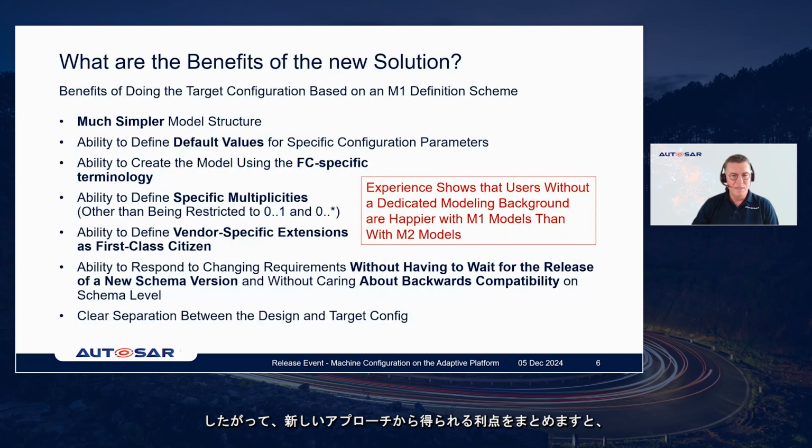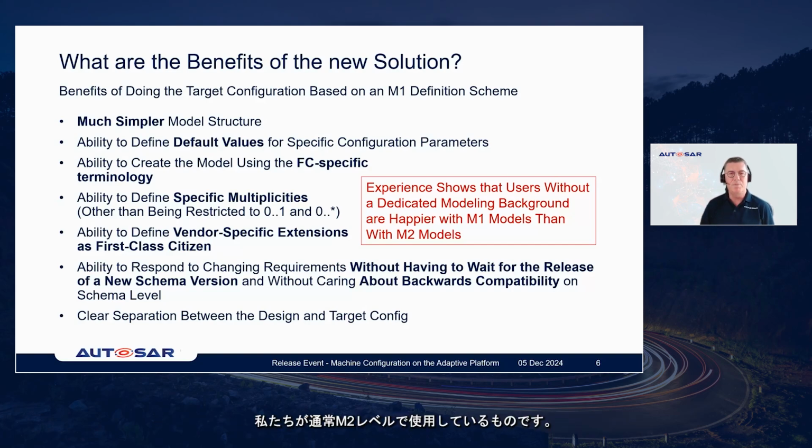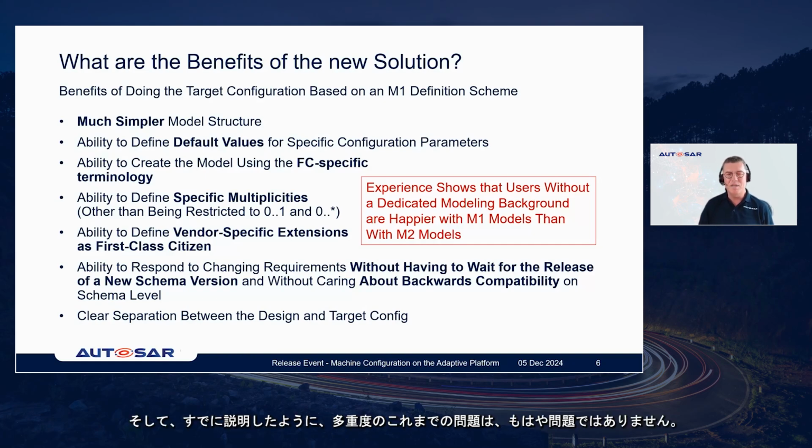So to summarize, the benefits that we get from the new approach. I already mentioned the model structure is much simpler. We also have the ability to define default values, as explained in the sketch on the previous slide. Function cluster specific terminology can be applied much more easily because we are no longer limited to the existing model elements on the M2 level that are used for a specific purpose. That's called a pattern, which we are typically using on the M2 level. Multiplicities, as already explained, are no longer a problem, so they can be chosen arbitrarily.